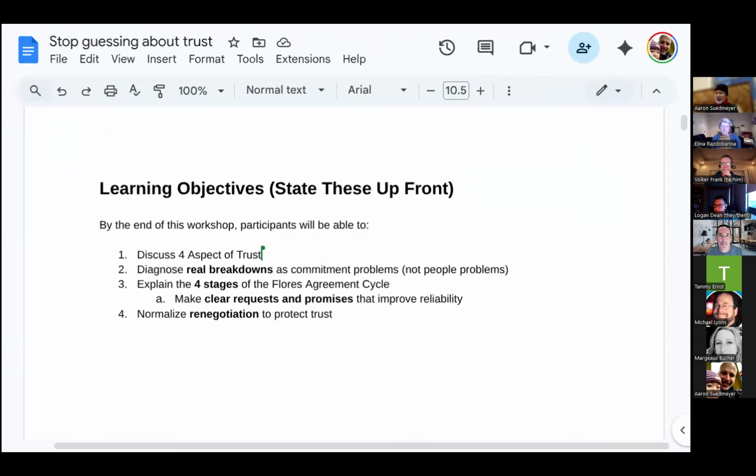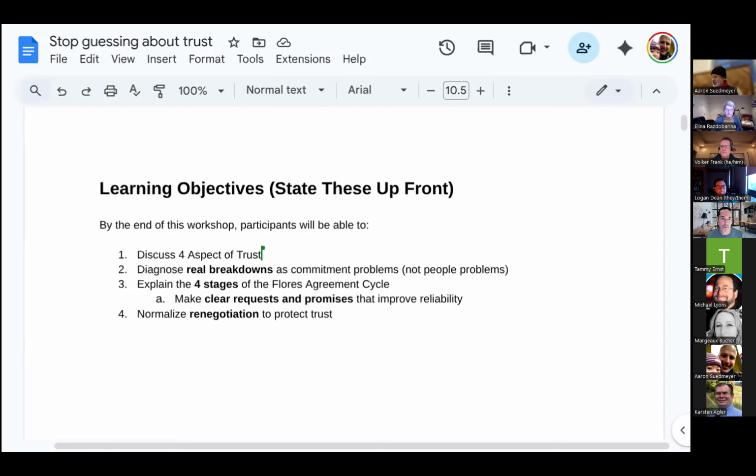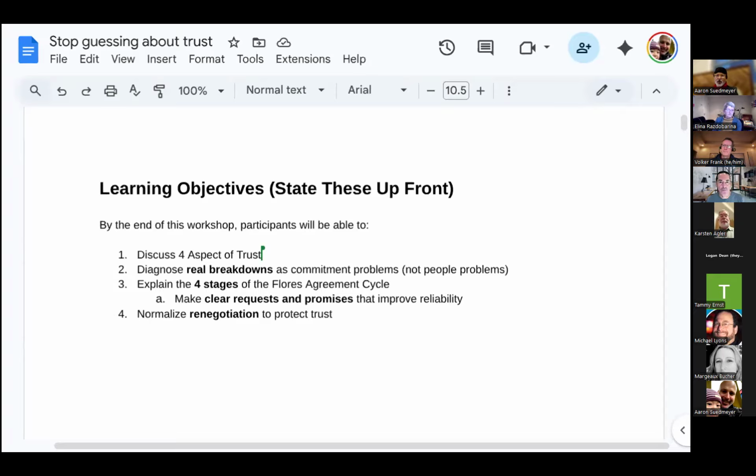All right, so the topic is "Stop guessing about trust." I have the learning objectives here. We'll walk through the 4 aspects of trust, from a thin book by Harvard Business Review that I came across a bunch of years ago and found useful. Then we'll diagnose some real breakdowns in commitment and communication. Then we'll walk through Flores's agreement cycle, which touches on the 4 aspects of trust in a practical way. It deals with communication cycles, commitment, renegotiation, and that kind of stuff. Any comments or questions about that? Okay. All right.